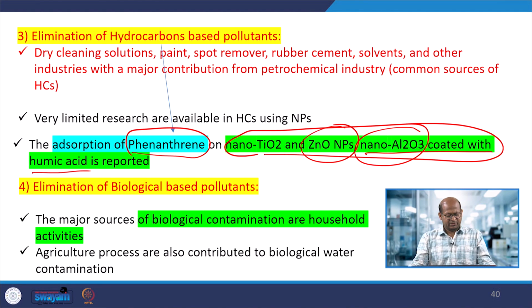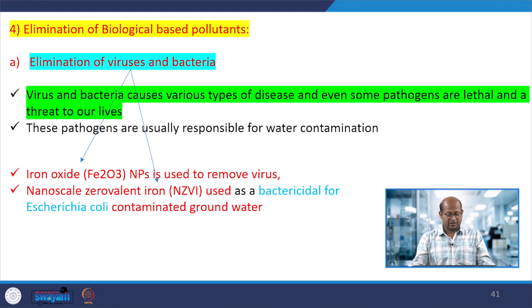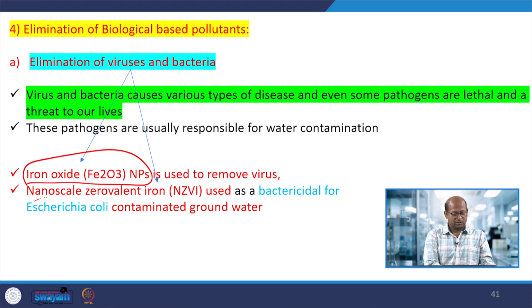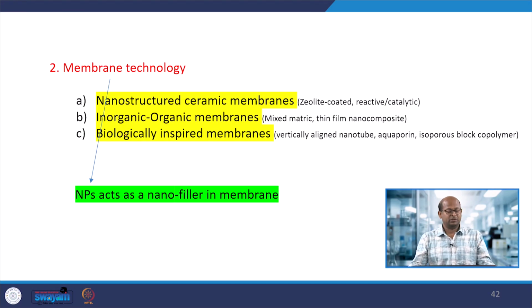Similarly, there are different biological contaminations present in wastewater, viruses and bacteria, that we can also separate out. Using zero-valent iron nanoparticles, nanoscale zero-valent iron, we can use them as bactericides for E. coli contaminated groundwater. So, zero-valent iron or ferric oxides can be used for removal of this type of contamination, viruses and bacteria present in wastewater, with the help of nanomaterials.